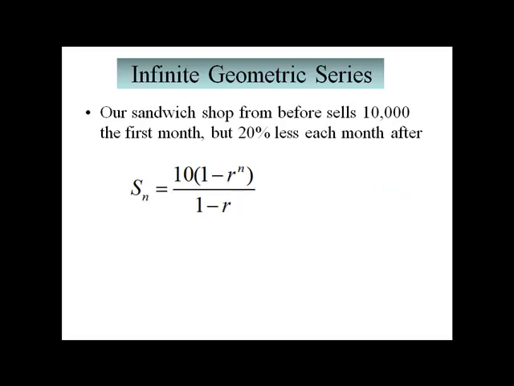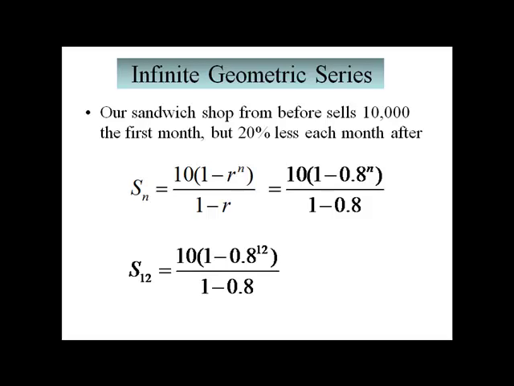So we can use this formula that we used last time. S sub n equals the first term, which is 10, representing 10,000, times 1 minus r to the n over 1 minus r. So we would get this formula. So now we can do the first n months for our new sandwich that's actually decreasing instead of increasing sales. So if we do the first 12 months, we get about 46.564, which again we have to convert into thousands, or 46,564 sandwiches. That's exactly what we were doing last time because that's the sum of a finite geometric series.